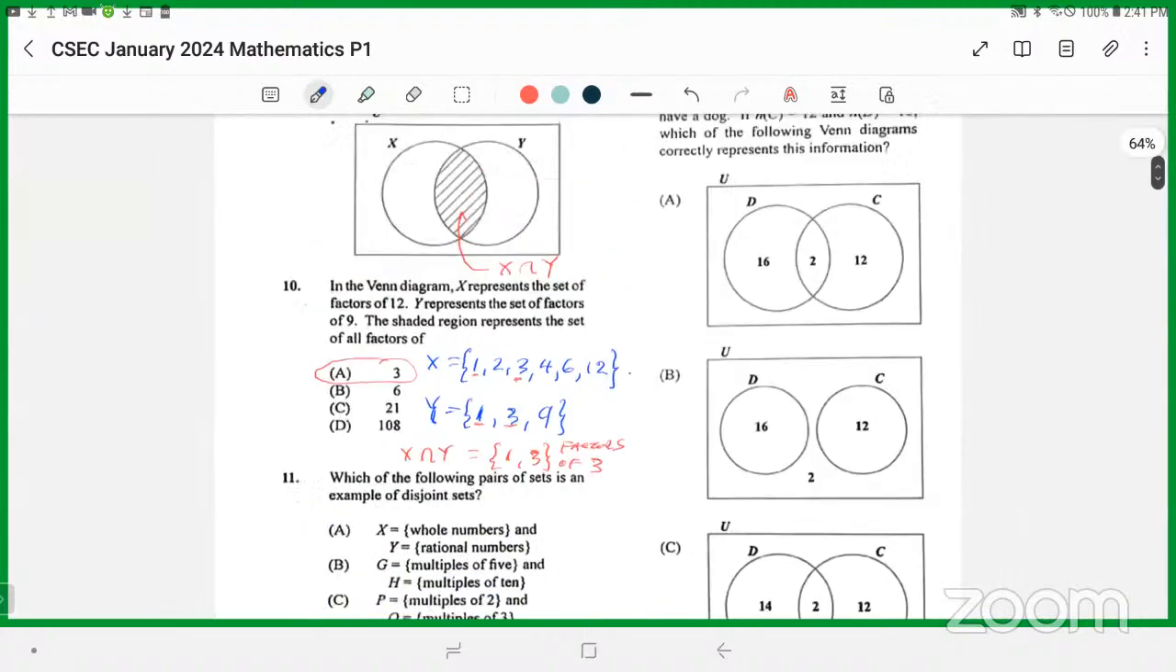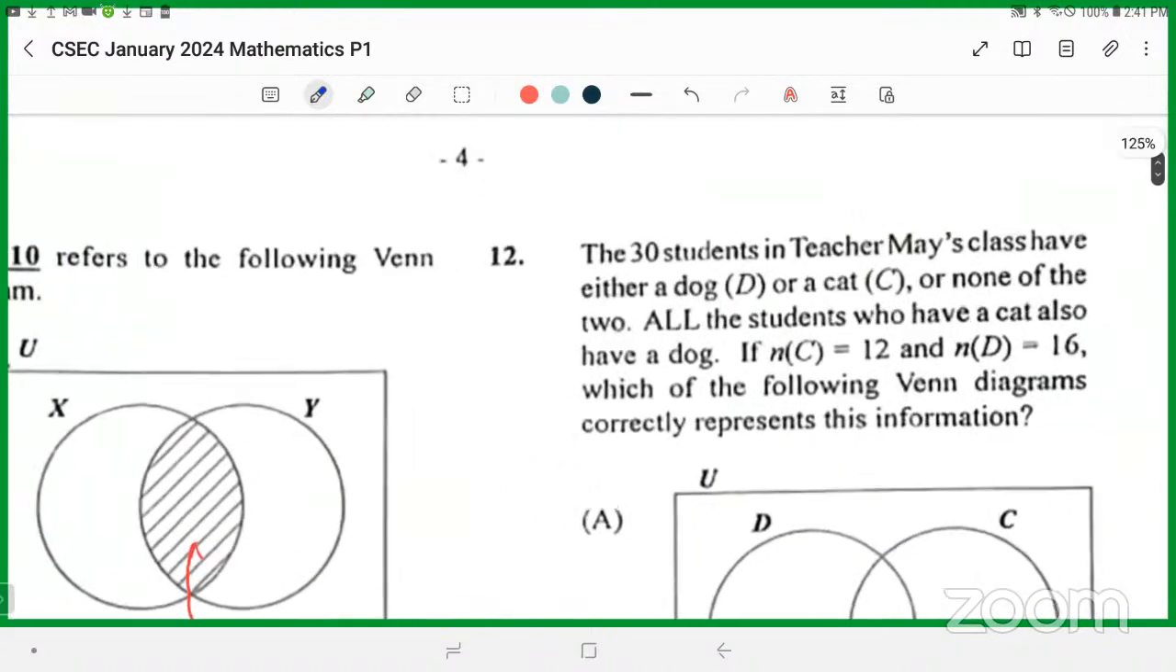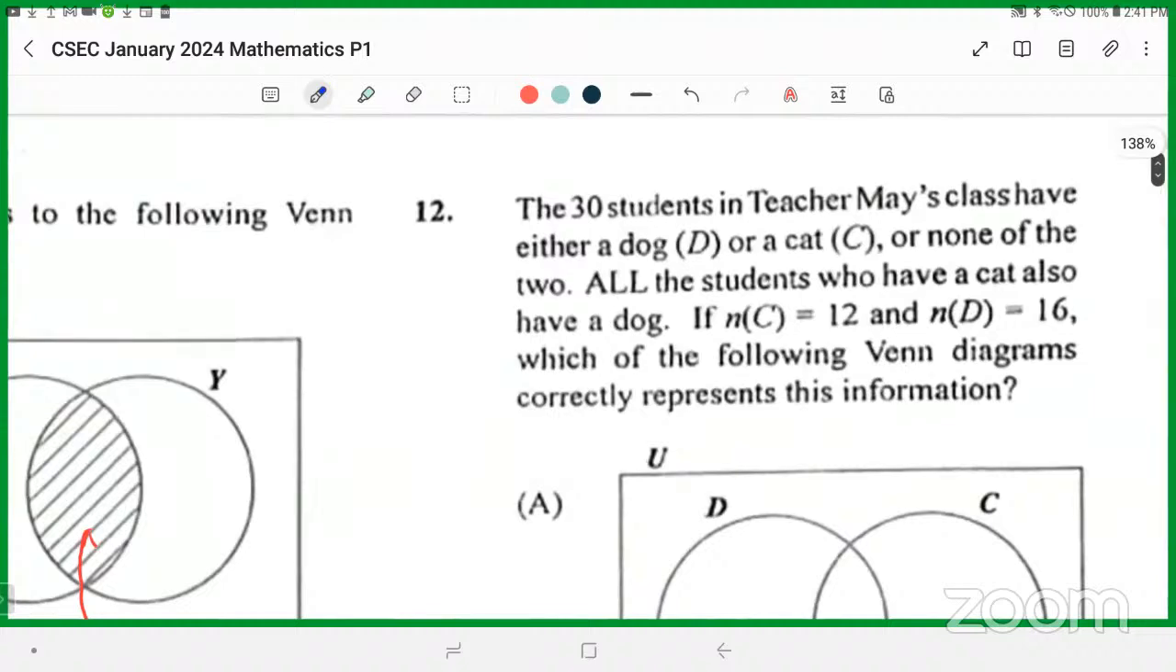Okay, next question. See this question? I've seen this question set in 5 different ways, or more. Same information, they just basically change it.